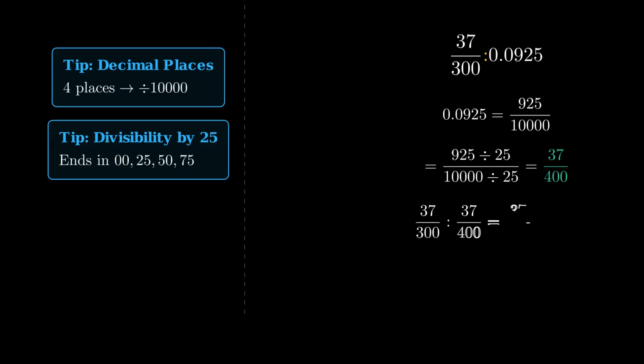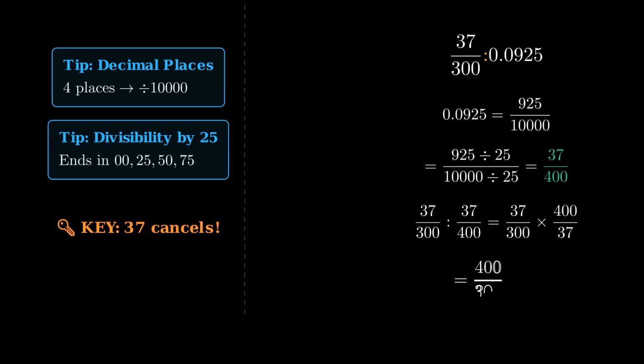Now we divide fractions. Multiply by the reciprocal. The 37s cancel out. This is the key insight. We're left with 400 over 300, which is 4/3. Excellent. The denominator equals 4/3.